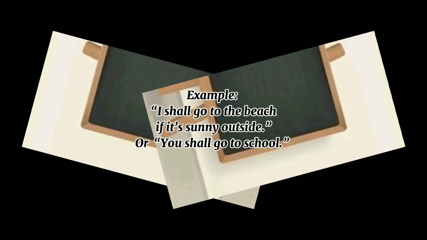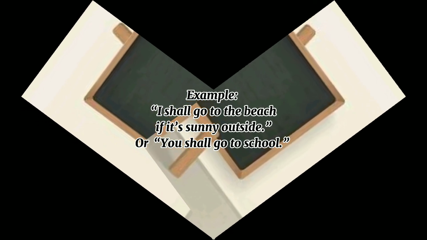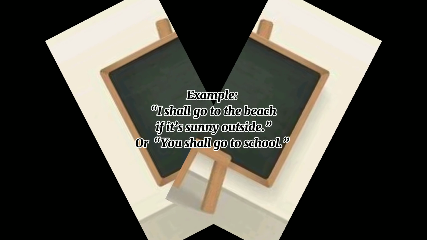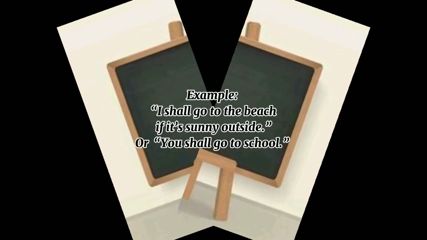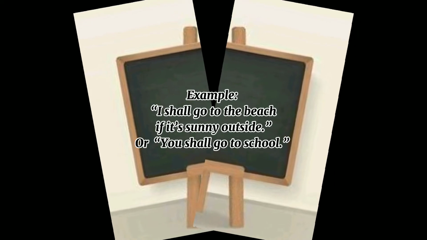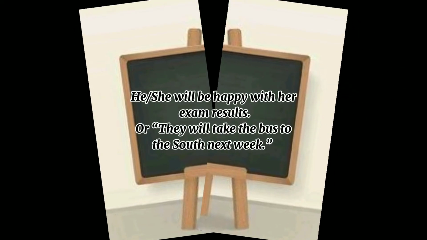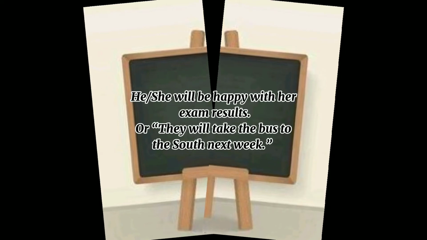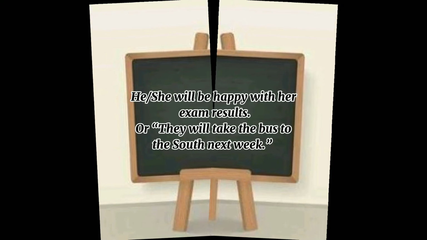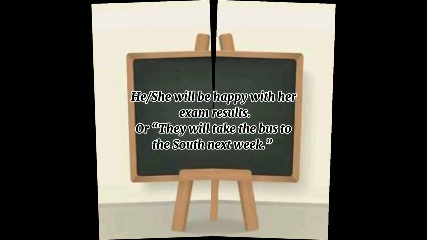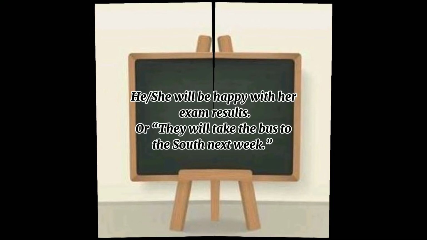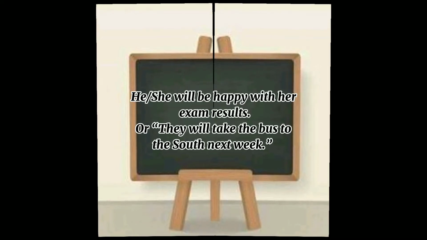For example, I shall go to the beach if it's sunny outside. Or you shall go to school. So I shall refers to the first person. For example of will, he or she will be happy with her exam results, or they will take the bus to the south next week. So he or she will refers to the second or third person, and they will refers to the third person.